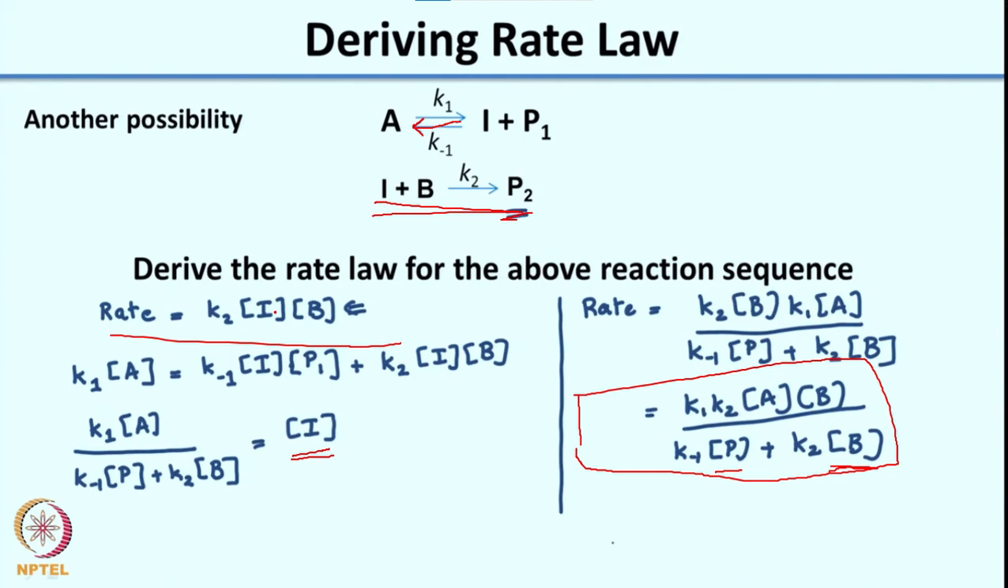As all of you know, we have to find out the concentration of I by steady state approximation. Here we applied the steady state approximation, which is rate of formation of intermediate equal to consumption of intermediate. From this equation we found the concentration of I, which is substituted in the rate equation, and we got the rate equation as K1 K2 concentration of A concentration of B divided by K minus 1 concentration of P plus K2 concentration of B.